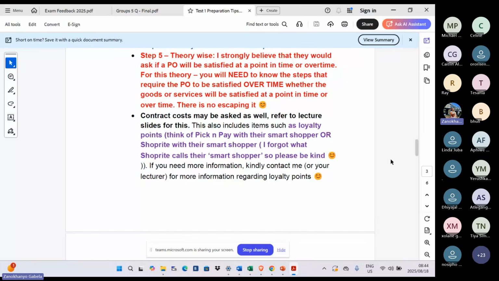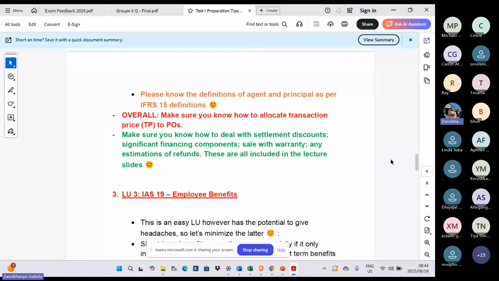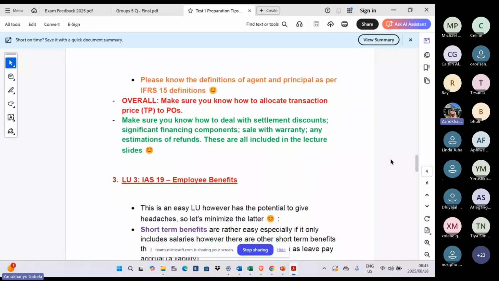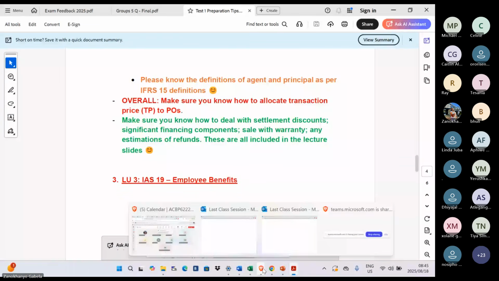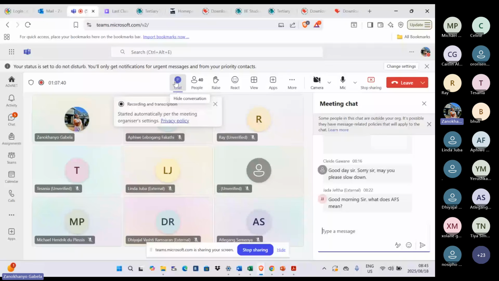And then make sure you know how to allocate a transaction price. Perfect. You're going to deal with that one in this example that we're going to do. Make sure you know how to deal with settlement discounts, significant financing. Okay, I've already mentioned this one. Okay, perfect. So I'm going to go to the screen to check and confirm if everybody's still breathing and alive, and if perhaps you have any questions on here.